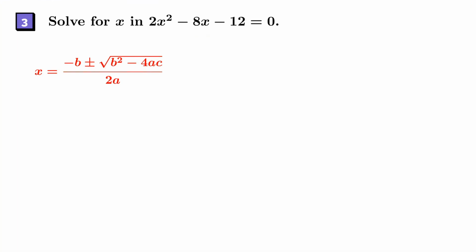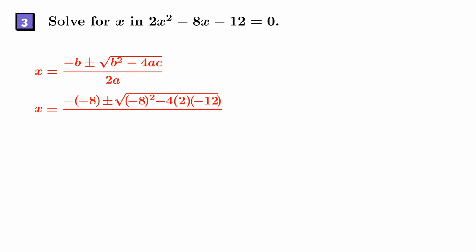Okay? So, ang value ng a natin ay 2, ang value ng b ay negative 8, at ang value ng c ay negative 12. Okay, so x equals negative times yung b natin is negative 8, and then plus minus the square root of b squared. So, negative 8 squared, minus 4 times a, so 2, times c, so negative 12. All over 2 times a, so times 2.